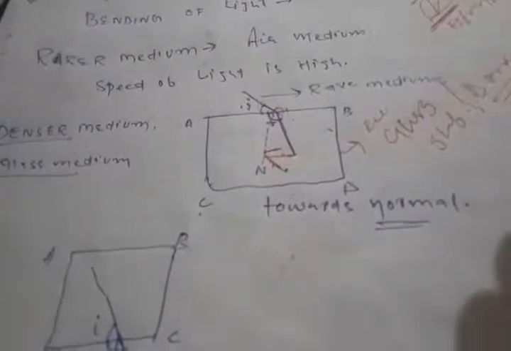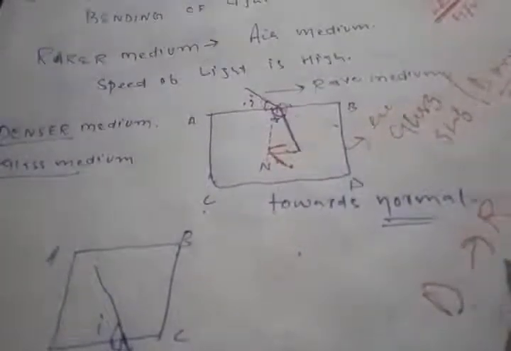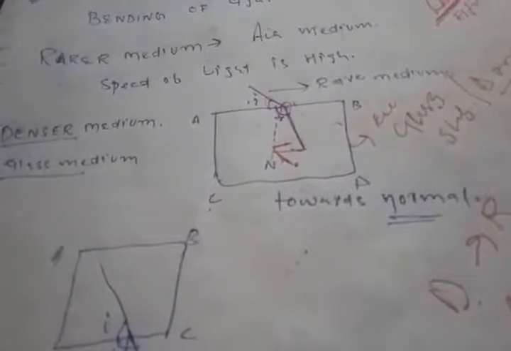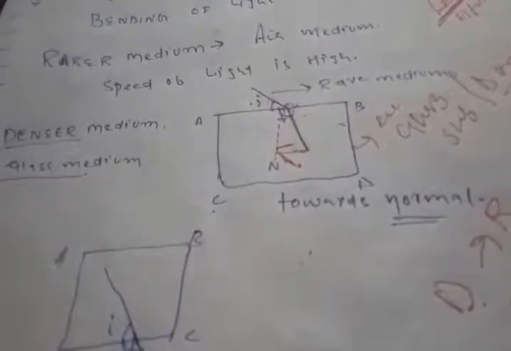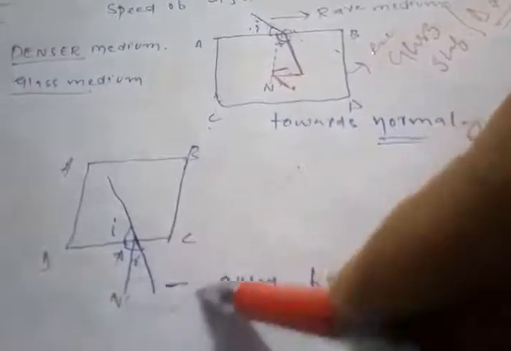Then, when we pass the ray of light from the denser medium to the rare medium, what happens? From denser medium to rare medium, the bending of light takes place, but it takes place away from the normal. It moves slightly away from the normal. So when we pass the light out of the glass slab, it bends away from the normal.